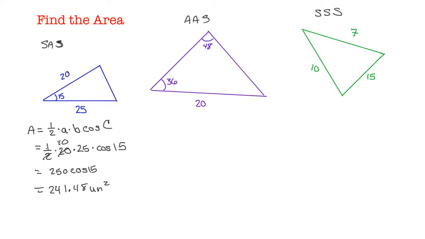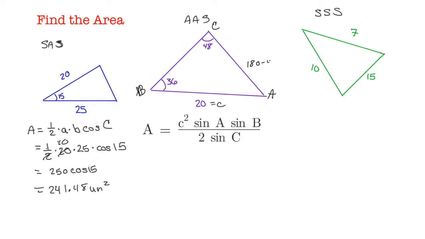Okay, so with angle, angle, side, we're going to use the second formula. This has to be side C, which is going to make this angle C. We can call this one angle A, and we'll call this one angle B. So we need to solve for angle A, which we're going to do 180 minus 48 minus 36, which is going to give us 96. So that's angle A.